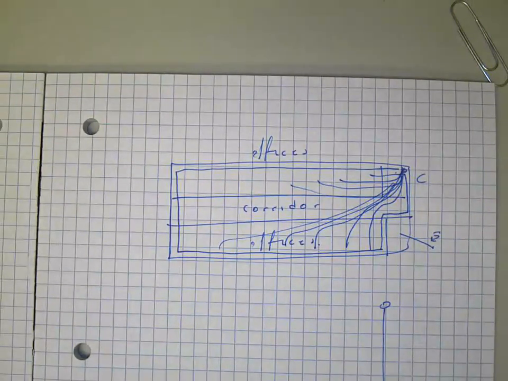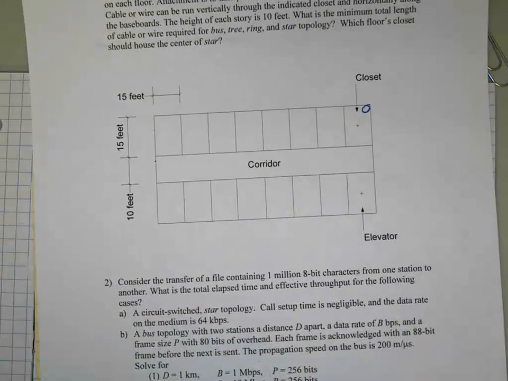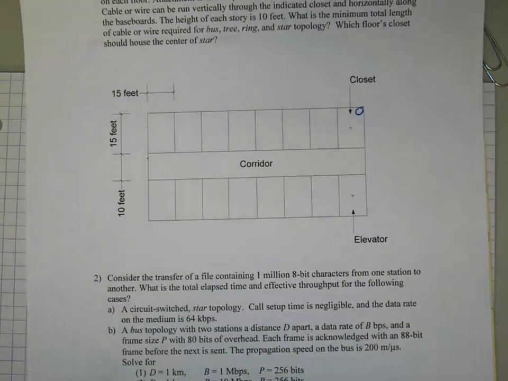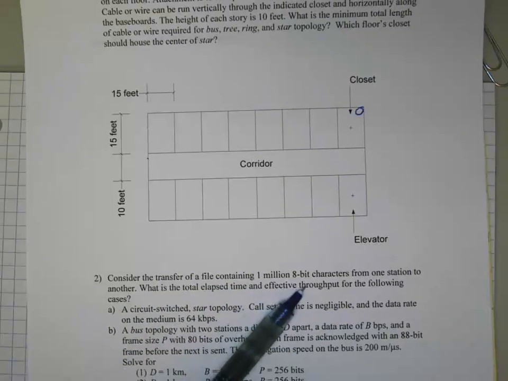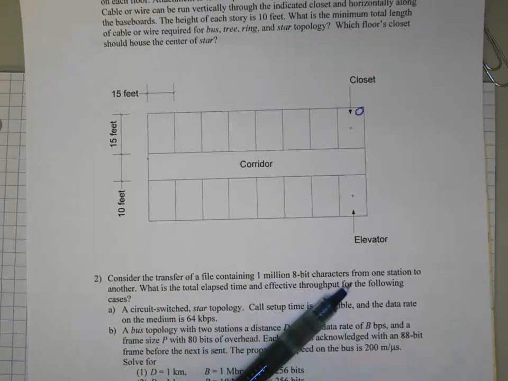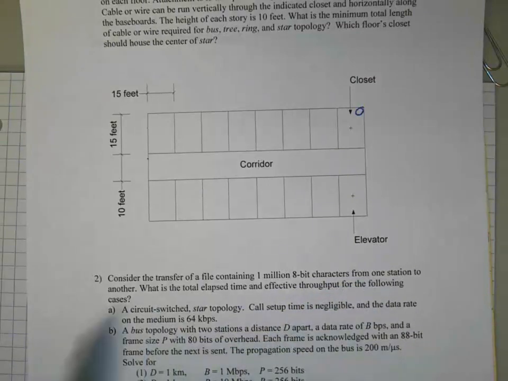The second problem is kind of straightforward, which we already have practiced some of, a different form of this one in your homework number 2. It says, consider the transfer of a file containing 1 million 8-bit characters. So there are basically 8 million bits from one station to another. What is the total elapsed time and effective throughput for the following cases? A circuit switched star topology. Call setup time is negligible, and the data rate on the medium is 64 kilobit per second.